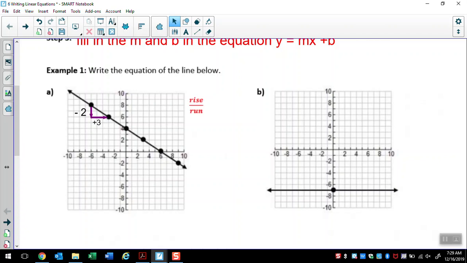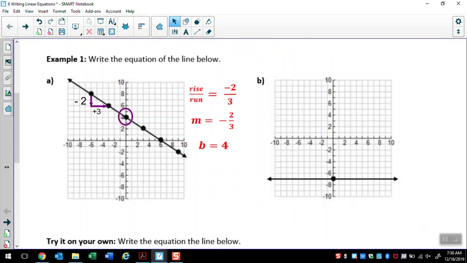So remember, our slope is our rise over run. So I went down 2, right 3. I can make sure that that's in simplest form. Right? So my official slope is -2/3. Now our y-intercept. So here's my y-axis, the vertical number line. Where's my line crossing? It crosses right here. So my y-intercept is 4.